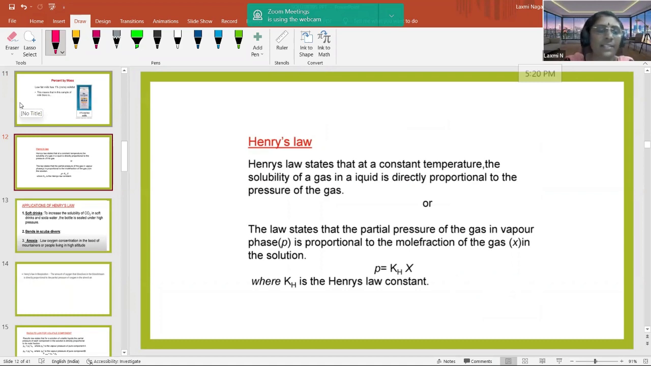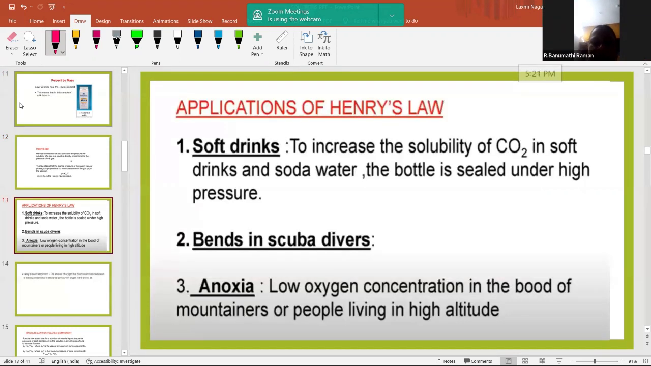So Henry's law, I'll just scroll through. If you want me to elaborate on any one of these, please tell me. Yes, ma'am. Henry's law, the applications of Henry's law, do you want me to discuss? I can just skip. You can skip, ma'am.